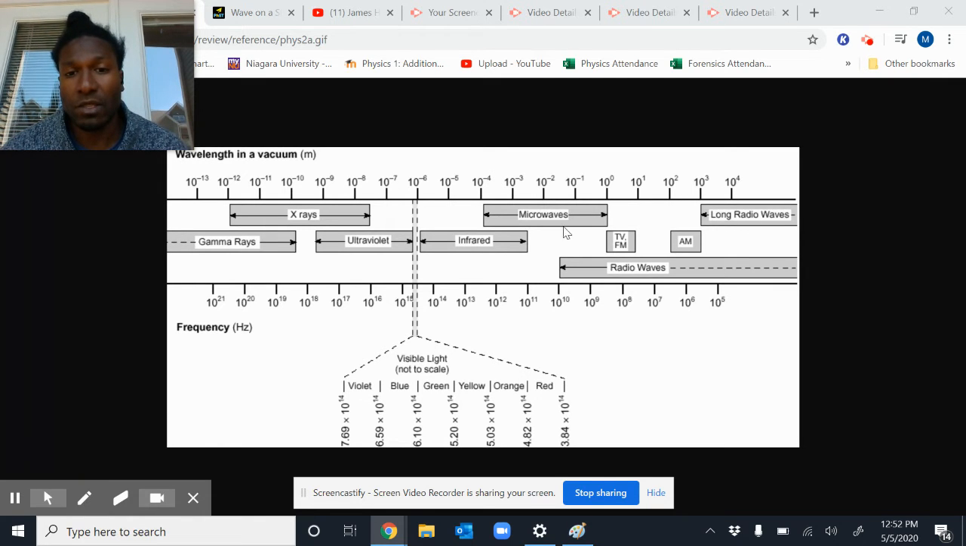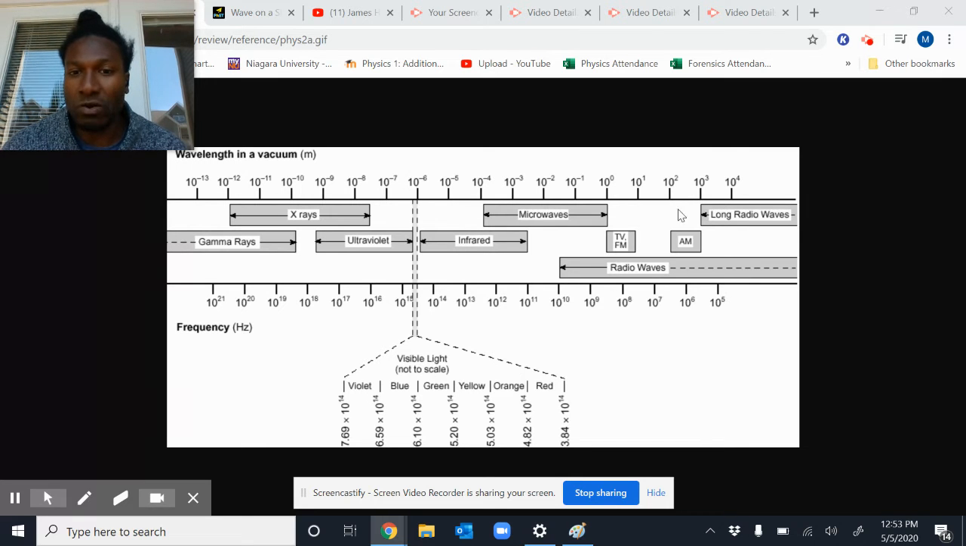So longer wavelengths. So your radio waves, long radio waves, and just radio waves has the longest wavelength. They're really wide waves, super wide. The distance between crest and crest for a long radio wave is 10 to the fourth. That's 10,000 meters long. That's super long. That's the wavelength for this type of wave.